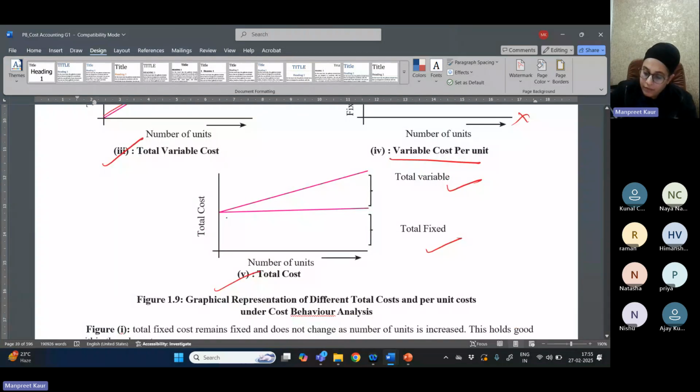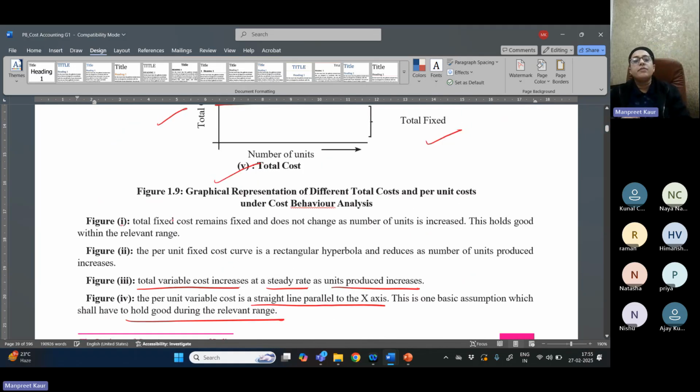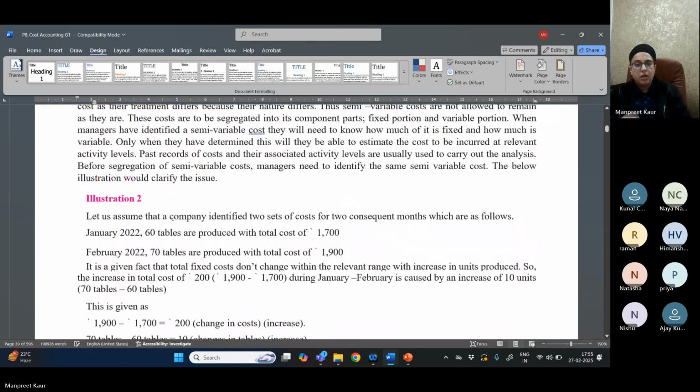We can say this is the constant fixed cost and this is the variable cost and this is the total cost. This is the cost behavioral analysis.